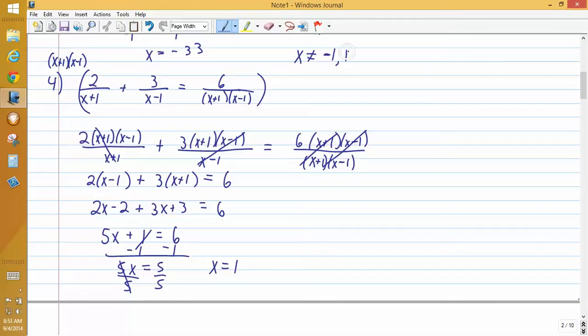But I didn't want x to equal 1. That's a restriction. I can't let x equal 1. So that means the answer is no solution. One way to write no solution is the empty set. It's like a 0 with a slash through it.